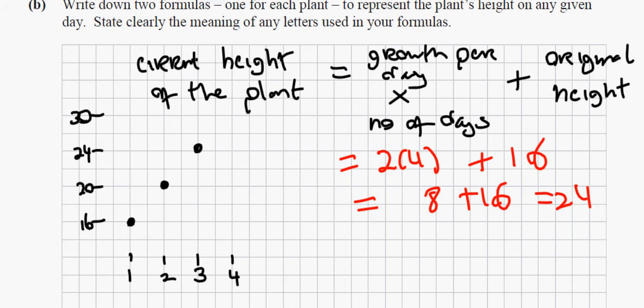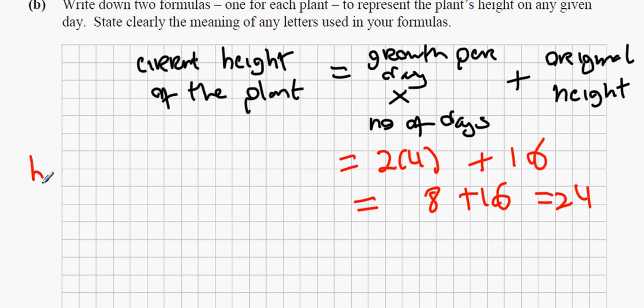Okay, so I'll call this HA, height of plant A. So HA is the height of plant A. What it equals is the growth per day times the number of days. So that's 4t. 4 is the growth per day. Let the number of days be t. T is the number of days, and the original height is 16. So you multiply the number of days by 4, and then you add on the original height. So that's basically the same thing.